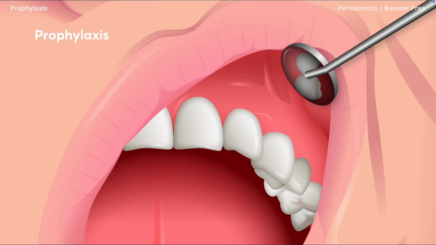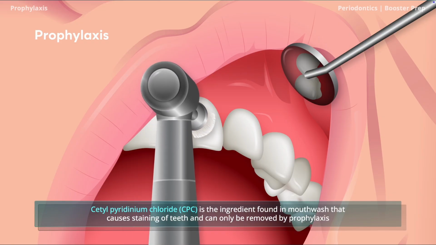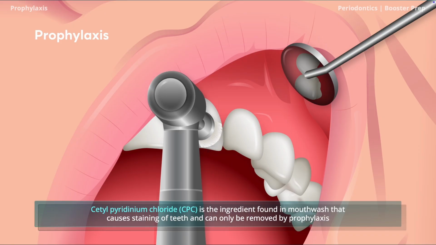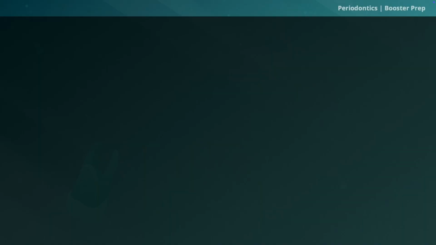Now, a fact here that's board relevant is, yes, things like coffee and red wine stain your teeth, but did you know that mouthwash might be staining them too? There's an ingredient in mouthwash called cetylpyridinium chloride, or CPC, and it can cause brown staining on teeth over time. The key point here is the staining can only be removed, like so, by a professional cleaning, aka a prophylaxis. Brushing alone won't cut it. This is one of those little details that might show up on your test, so keep that in mind.